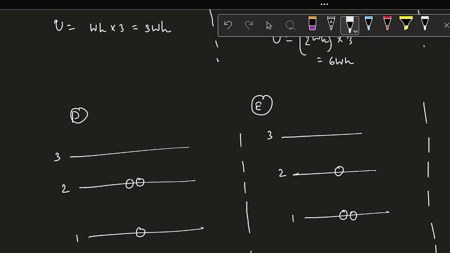Then again you have configuration number F possible, where you can now arrange it like you have 2 persons on the third step and 1 person on the second step. And in this case, 1 into 0, 1 into 2, 2 into 3. So in this case, what will be the total potential energy? It will be 0 plus 2 Wh plus 2 times 3 Wh. It is 7 Wh. Alright.